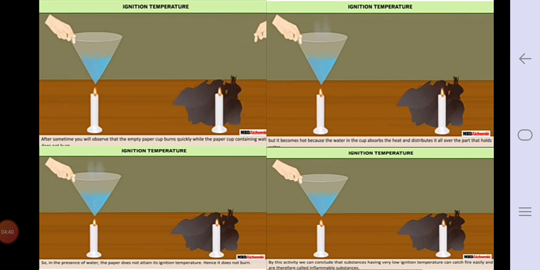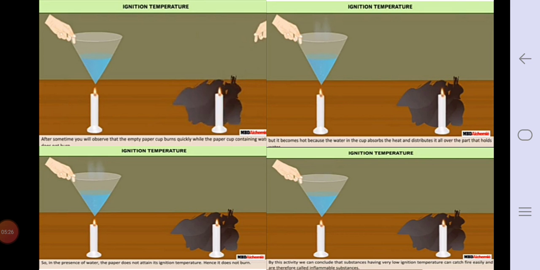To understand this, one more activity is given in your book, where two paper cups are there. We have taken one empty cup and one cup filled with water. You can see in the first picture the empty cup has burned and fallen down in the form of ash, but the cup with water is still as it is, it does not burn quickly. In the second picture you can see there are vapors coming out from the cup in which water is kept. When you go on heating, the vapors come out. That means the water has started heating.